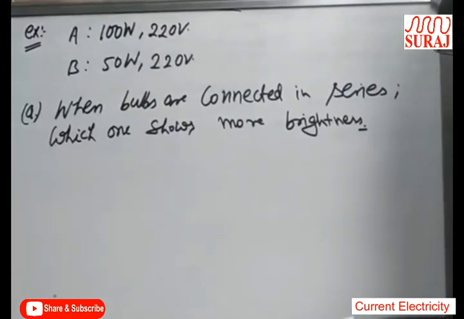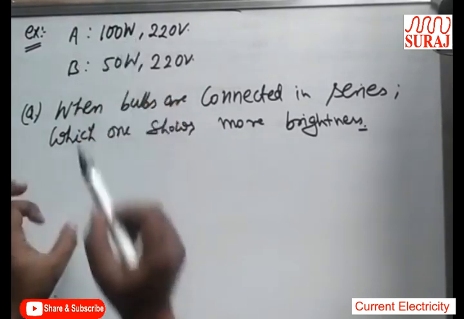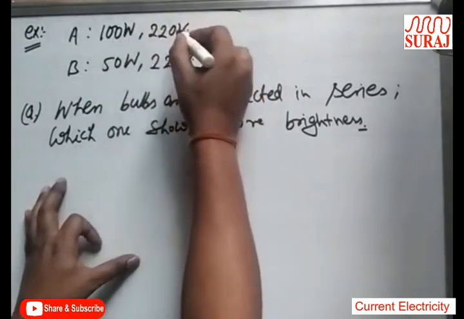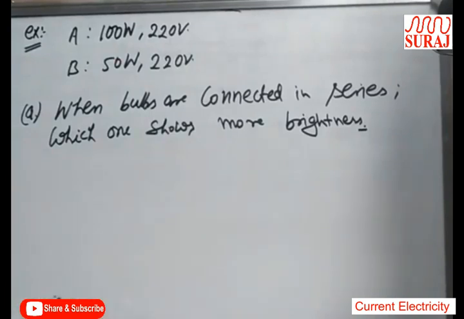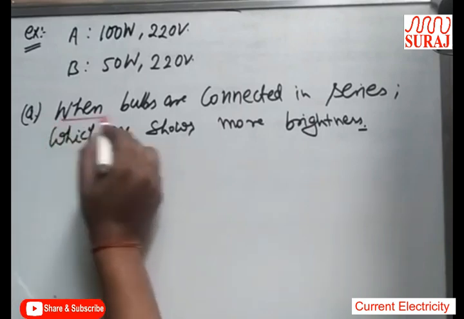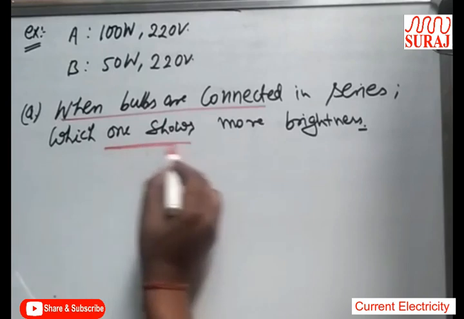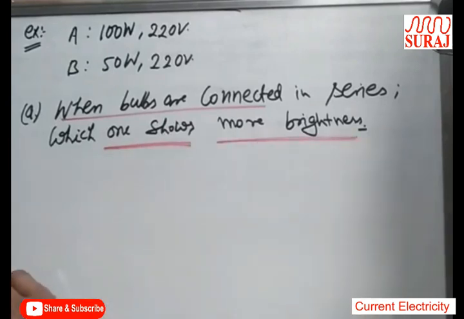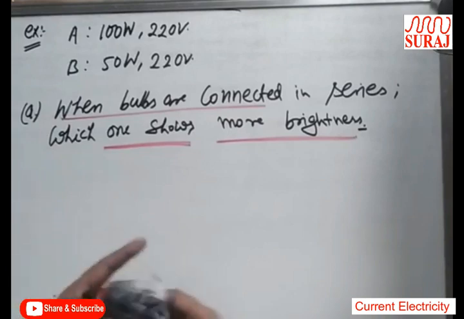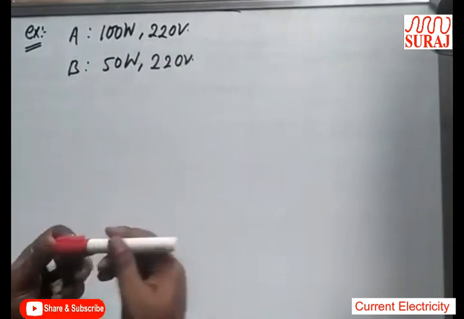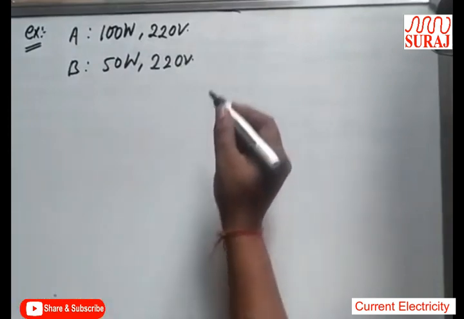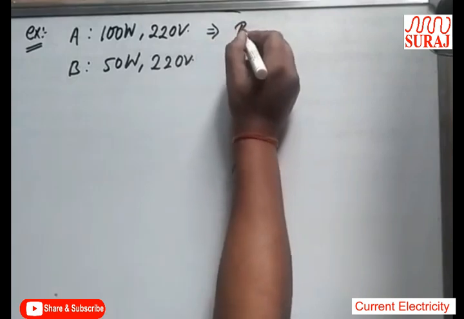Now see the next question, a very, very important question. We have two bulbs of rating 100 watt, 220 volt and 50 watt, 220 volt. In the first case, when the bulbs are connected in series, they have asked which bulb shows more brightness. So we will solve the question. From the rating of the bulb, we can calculate the resistance of the bulb.